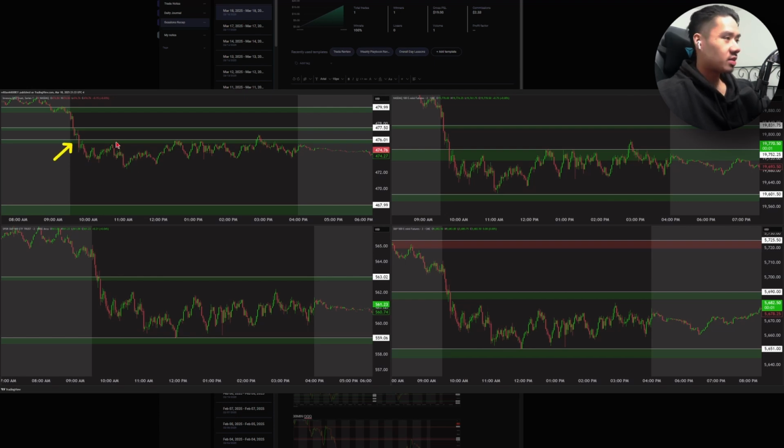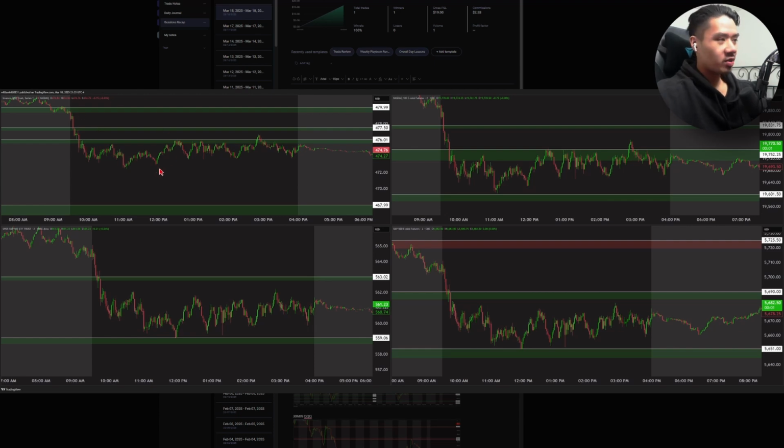I waited for that breakdown, and then it started retesting this level right here, and that's when I took my short position. And we can see that I did get about 70%, 60% around down here, but I was trying to hold out for this 559 down here. And then once it started getting bought back up, I was like, damn, I should have locked in my profits there. Why did I sell?